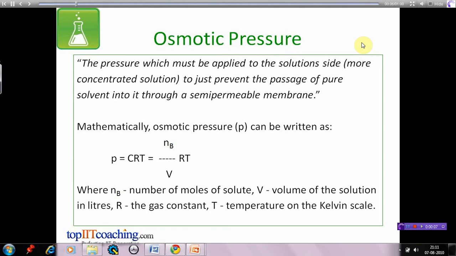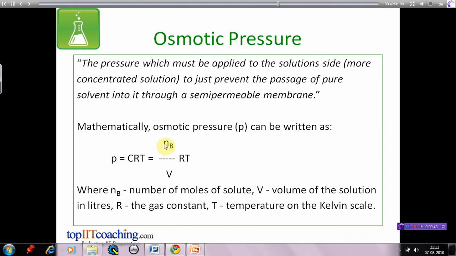The next colligative property that we are going to discuss is the osmotic pressure. The spontaneous flow of solvent molecules from a dilute solution into a concentrated solution when the two are separated by a perfect semi-permeable membrane is known as osmosis. So the pressure which must be applied to the solution site, that is more concentrated solution, to just prevent the passage of pure solvent into it through a semi-permeable membrane is known as the osmotic pressure. It is denoted by small p.